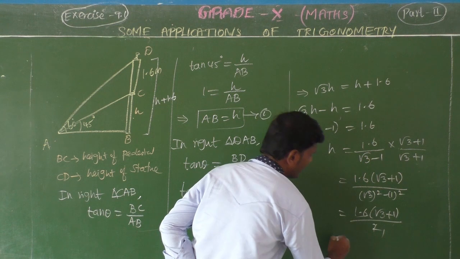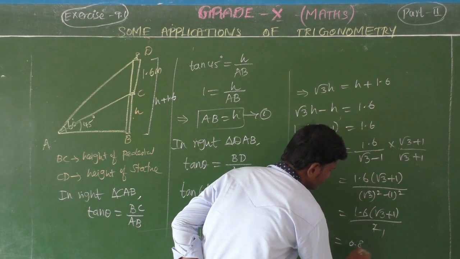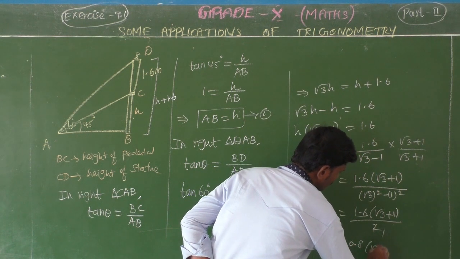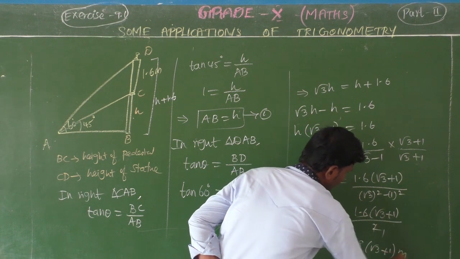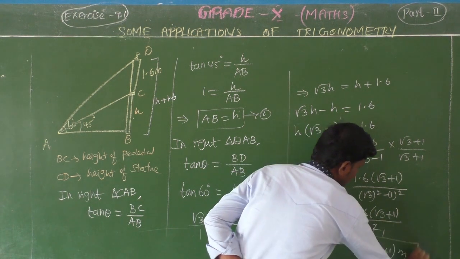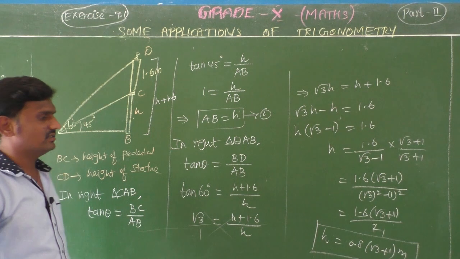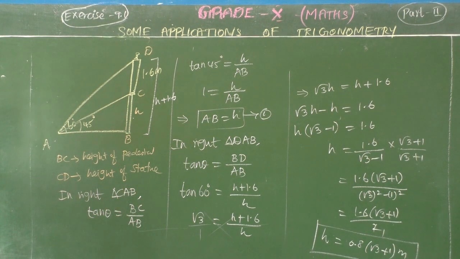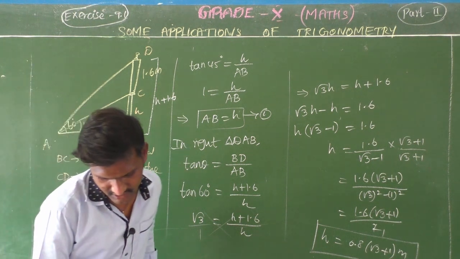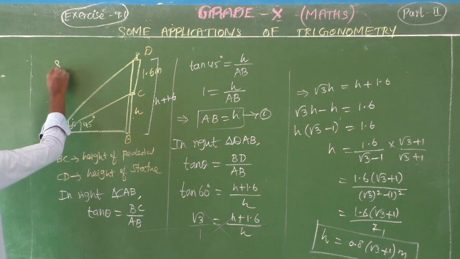Now I am going to simplify. 1 twos are 2, 0.8 twos are 1.6. So 0.8 into root 3 plus 1, this is the height of the pedestal. Okay. Do you have any doubt in this? This is question number 8, the statue question.